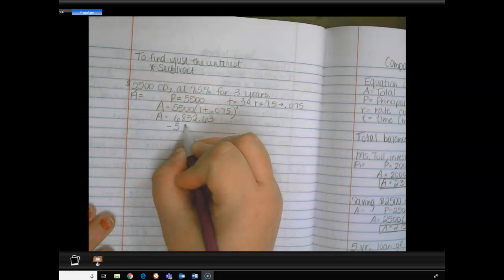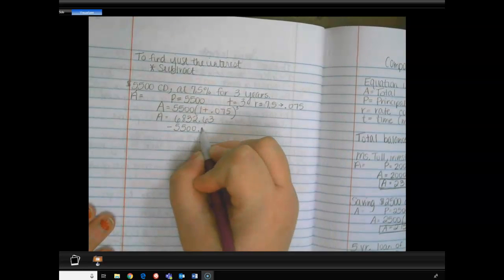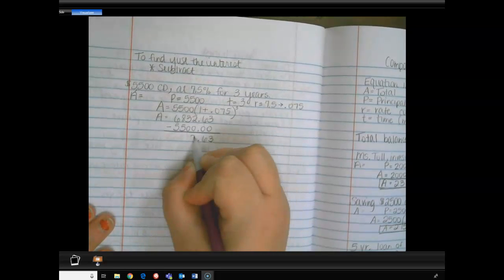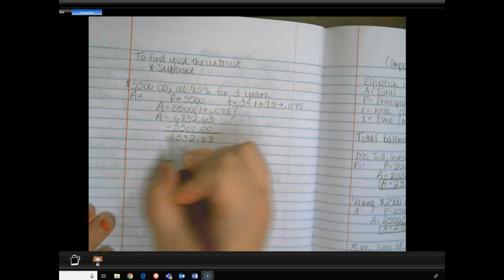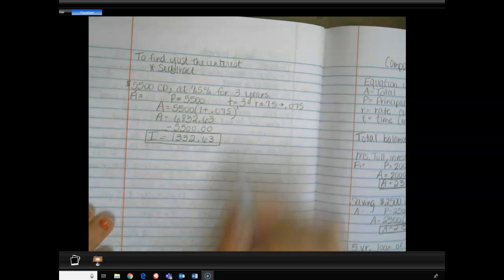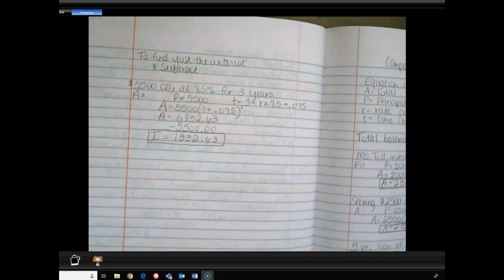So let's think about this. You put in $5,500. You come back 3 years later and you haven't added anything to it, and it now has $6,832 in it. How can I find out how much of that is interest? Well, you only put in $5,500. The remaining part that is left will be my interest. So my interest is equal to $1,332.63.